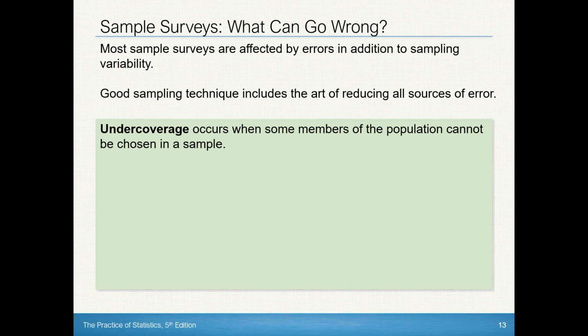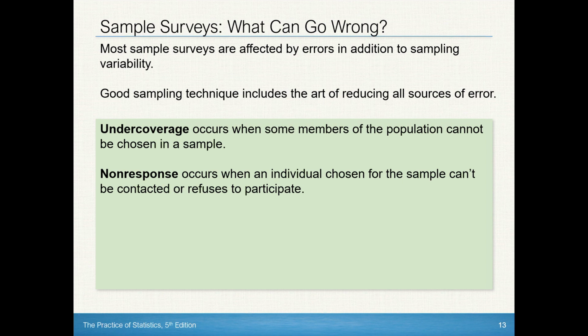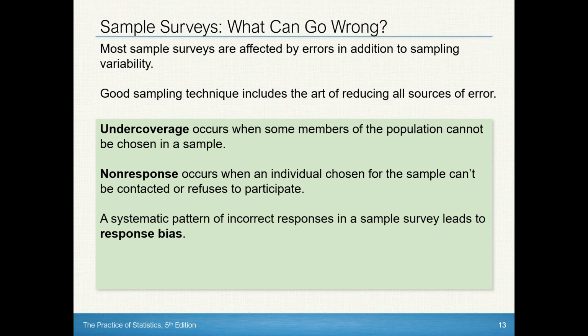So here's some ideas. Undercoverage. This is a source of error, a type of bias that occurs when some members of the population cannot be chosen in the sample. If I elected to send text messages to randomly selected high school students to ask them their height, some students who don't have cell phones won't be covered. That's undercoverage. Non-response occurs when somebody can't be contacted or refuses to participate. So similar example, I text somebody, I ask them how tall they are, and they won't return my text. That's non-response, another source of bias.